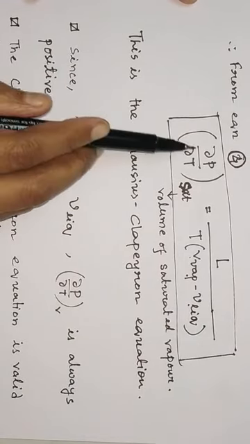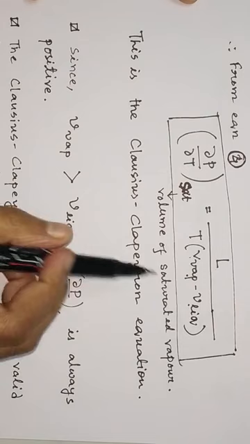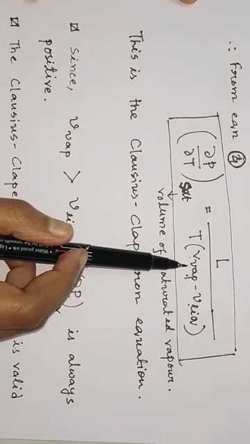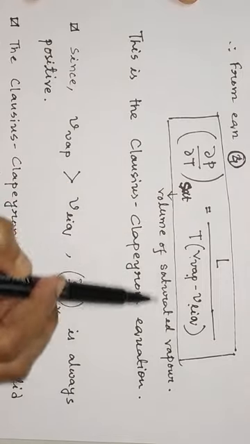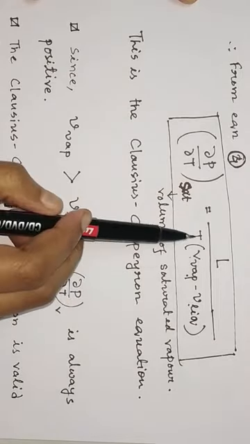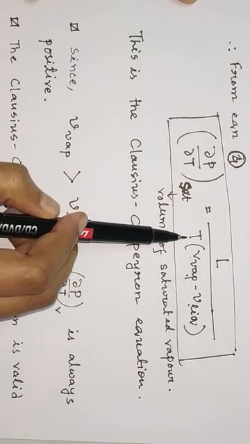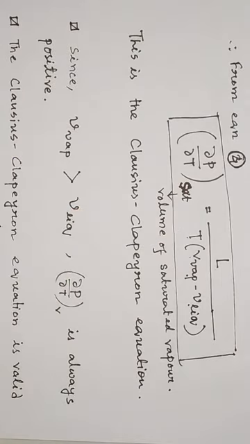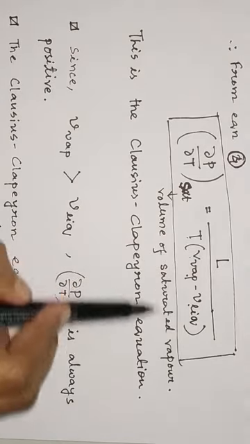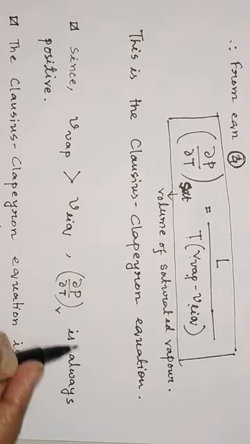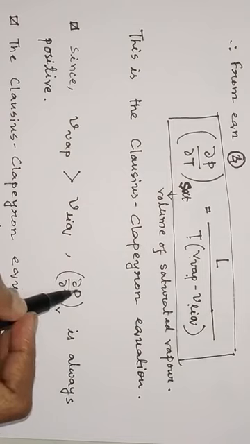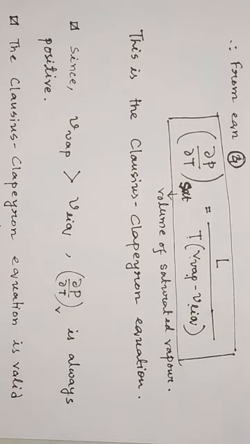Therefore, this quantity del P del T is always positive. Specific volume of vapor is always greater than specific volume of liquid, so this term is always positive. L is positive latent heat, and T is the absolute temperature. It can never be negative, so it is always positive. Therefore this term del P del T is always positive. So with an increase in temperature, vapor pressure will always increase. It will never decrease, at constant volume.